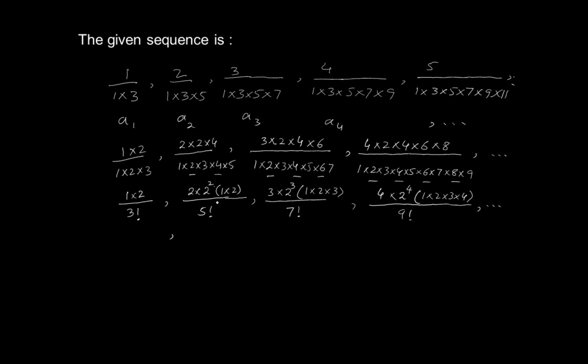In the second term, we can write this as 2 multiply 2 power 2 multiply 2 factorial. 2 multiply 1 is 2 factorial, and over here 5 factorial. Now the third term: 3 multiply 2 power 3 multiply 1 multiply 2 multiply 3, so this is 3 factorial, and 7 factorial. Then in the fourth term, I am deliberately leaving the first term, 2 power 4 and 4 factorial.